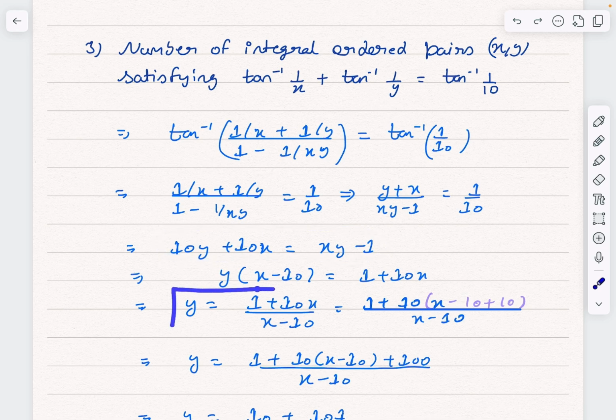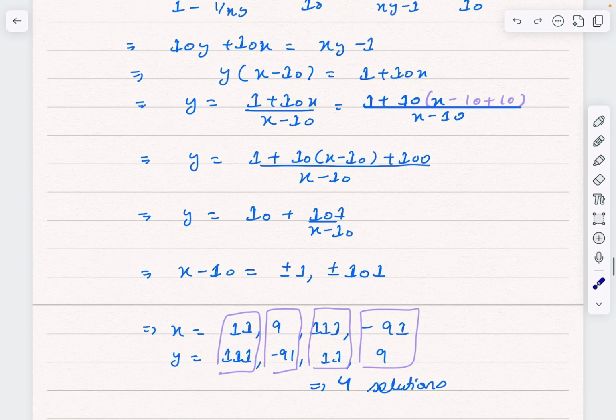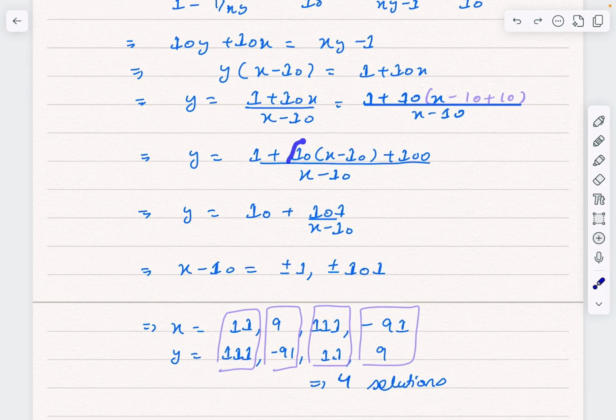So write y in terms of x: (1 + 10x)/(x - 10). Now try to get rid of x from the numerator. So what I'll do is take 10 as a bracket and write x minus 10 plus 10. With x you add and subtract 10 so that we can split here. So this will become 1 plus 10 times (x - 10) plus 100. When you split that, this 10(x - 10)/(x - 10) will become 10, and 1 plus 100 will become 101/(x - 10).